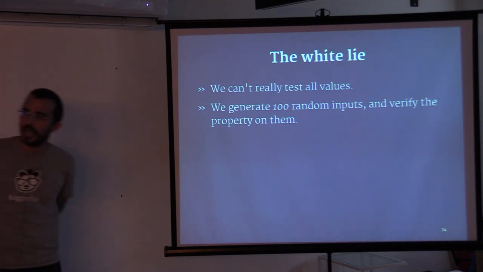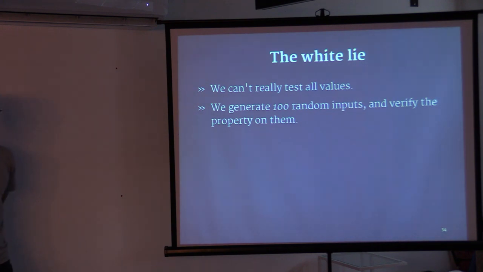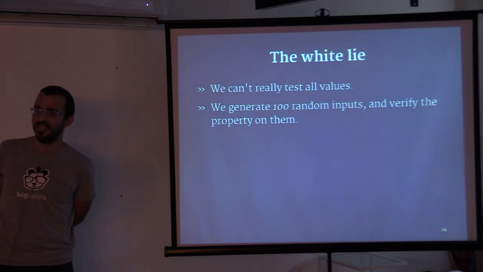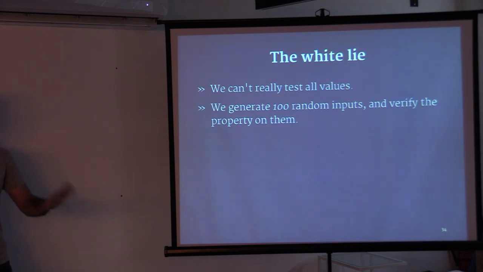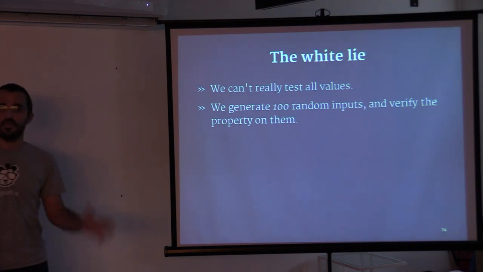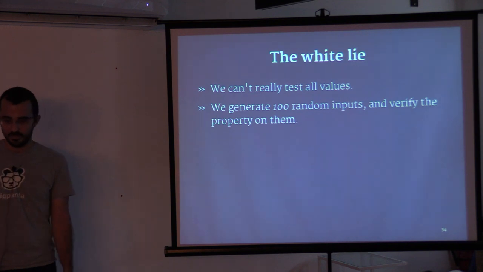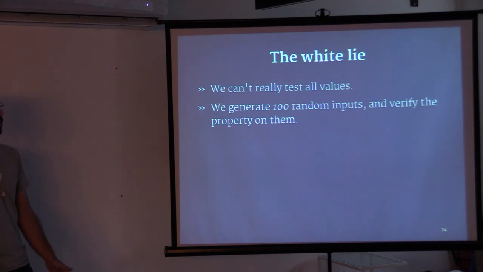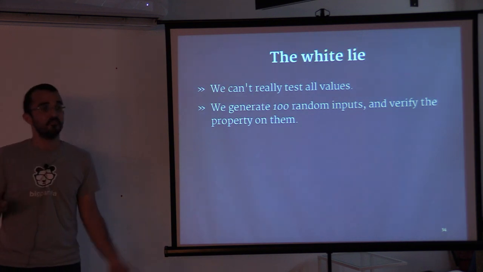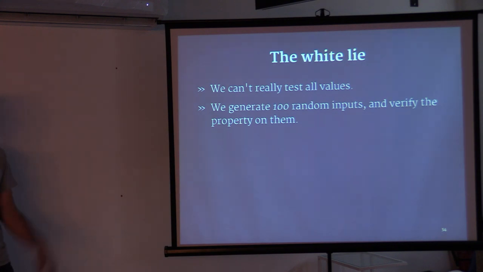Now, I've used a lie today. It's the white lie that everybody is using when they're talking about property-based tests, and it is that we are not computers, some of us at least, and we can't really test all values. So how do we handle that? We generate a fixed amount of tests, let's say 100, and we run the property on them.